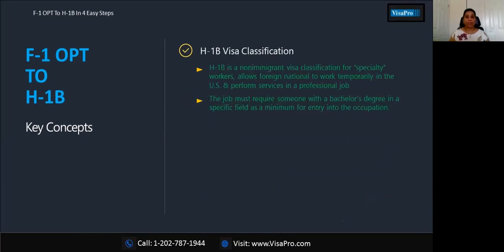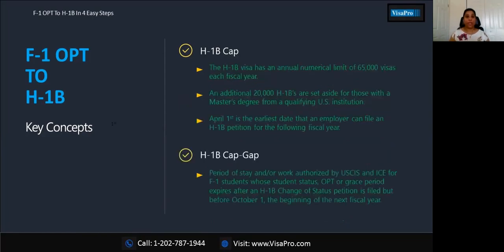The H1B classification. The H1B is a non-immigrant visa classification for specialty workers. It allows foreign nationals to work temporarily in the U.S. and perform services in a professional job. The job must be in a specialty occupation. That is, the job requires somebody with a bachelor's degree in a specific field as a minimum for entry into that occupation.